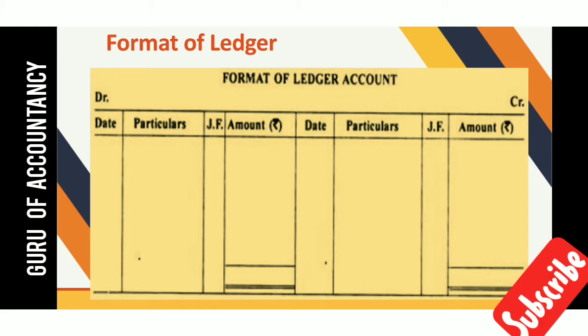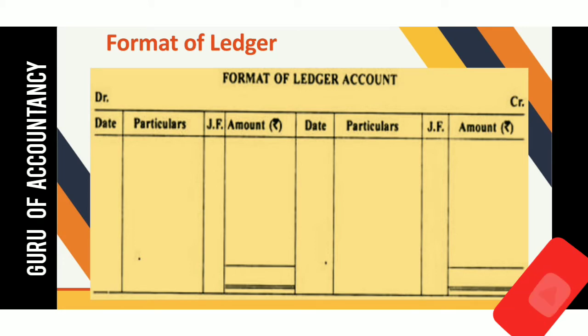If I talk about cash account, then in cash account we will record all cash transactions regarding receipt of cash and payment of cash. So similar type of transactions are recorded at one place in an account. If I talk about purchase account, then in purchase account we will record all types of purchase. So purchase account will give information about total amount of purchase during a given year.